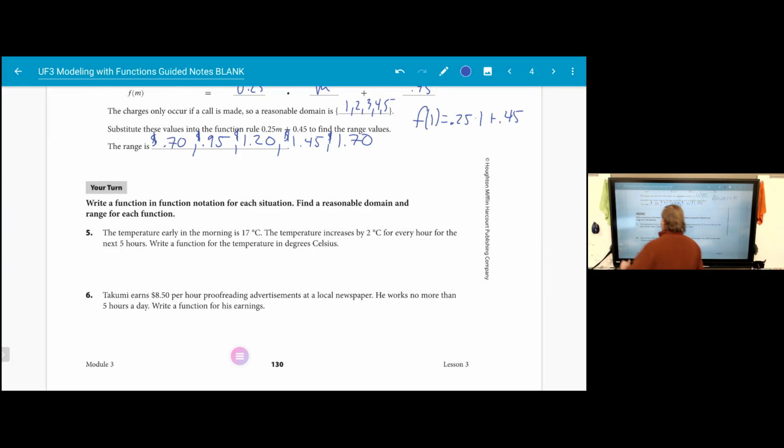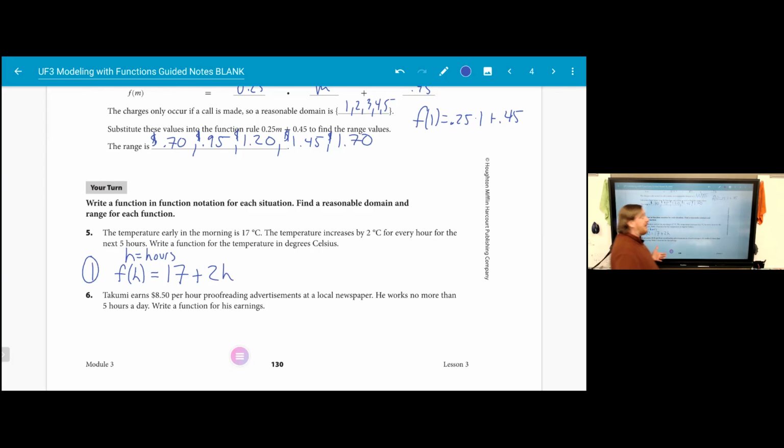In other words, H is hours, and our temperature is based on the time. So f of H, the value of the function with H hours, starts with 17 degrees, and each hour we add 2. You could have also written 2H plus 17, right? This was part 1.